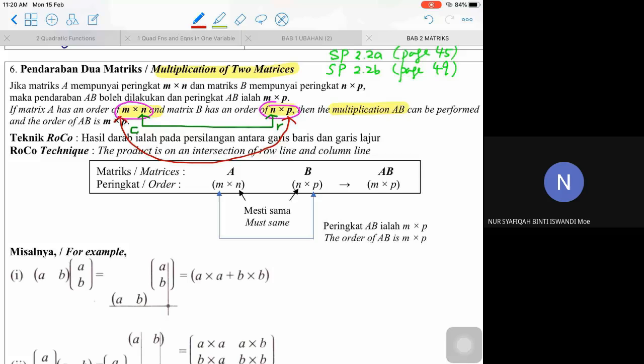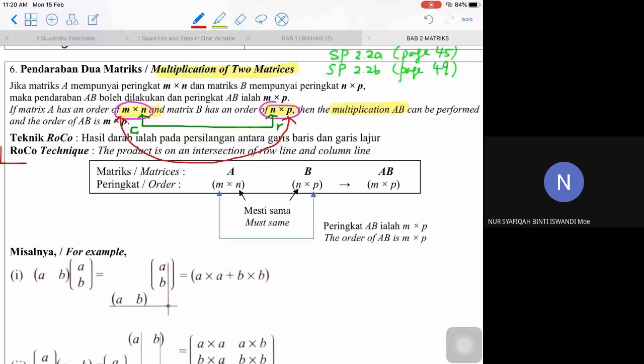So we can use one of the techniques here. We have a technique called the row-column technique. What do we mean by the row-column technique? Row is for the row, and column is for the column, meaning row times column. Row from the first matrix times the column from the second matrix. So we can find the product, or the multiplication of two matrices, by the row from the first matrix and the column from the second matrix.